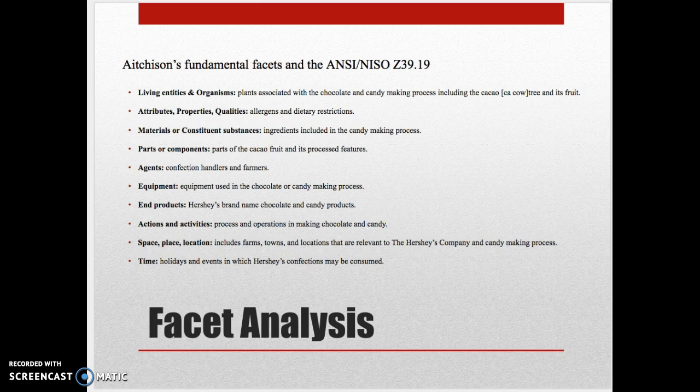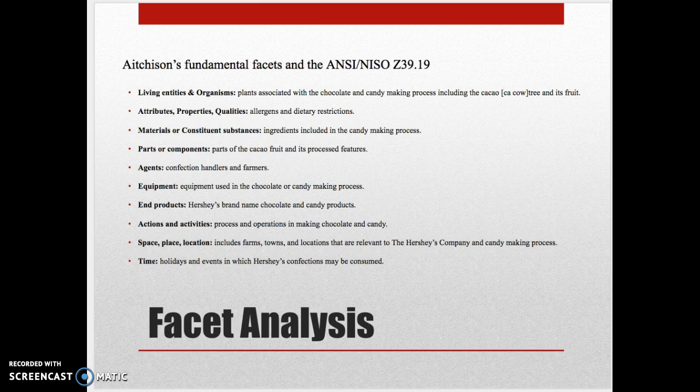Parts or components: parts of the cacao fruit and its process features. Agents are confection handlers and farmers. Equipment used in the chocolate or candy making process. End products are the Hershey's brand name chocolate and candy products.